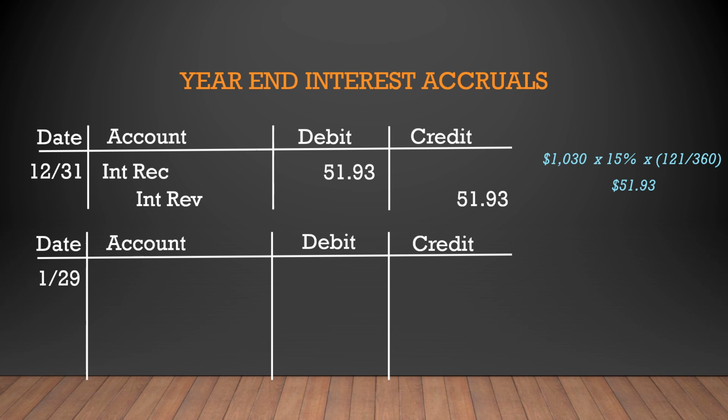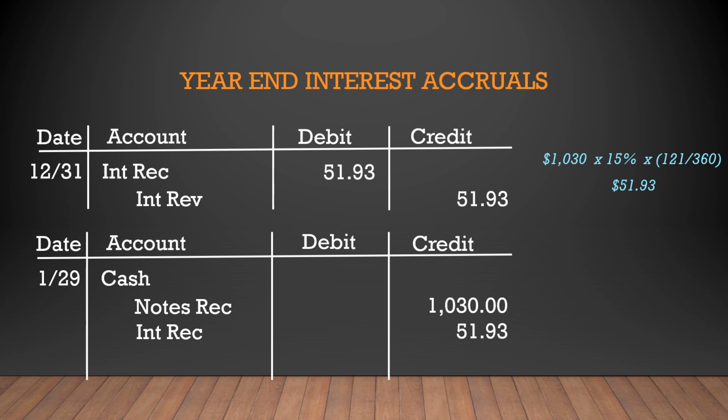On January 29th, we record the payment. Obviously, debit cash for the amount received and credit notes receivable off the books. Notes receivable will get a credit of the note's principal, $1,030. We're not just collecting the face value of the note though. The $51.93 of revenue that we earned as of December 31st will be paid at this point in time.